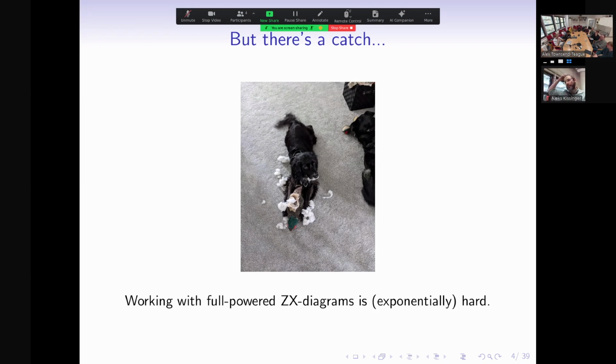What's full-powered? By full-powered here, I mean that I haven't restricted to a subset of ZX diagrams. So I allow arbitrary phases. This phase parameter, I allow it to be any real number. So we call this the universal family of ZX diagrams.